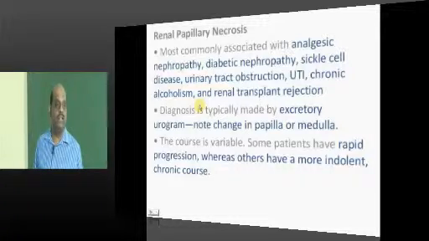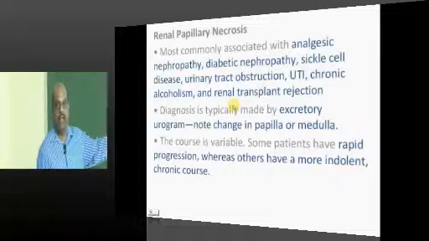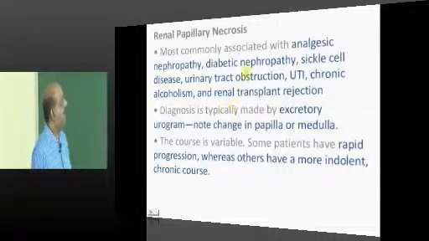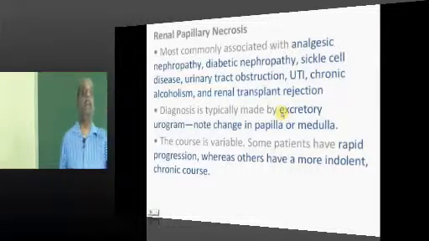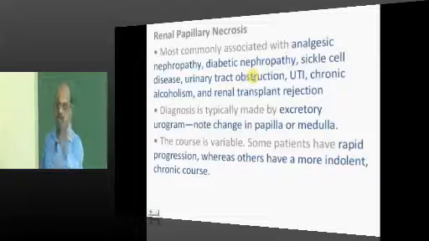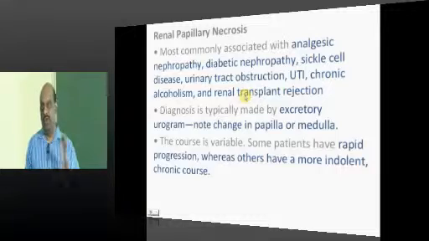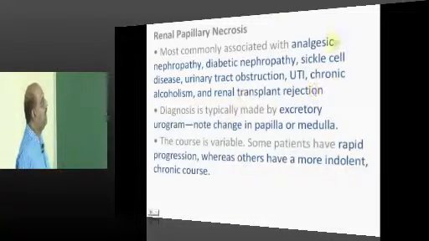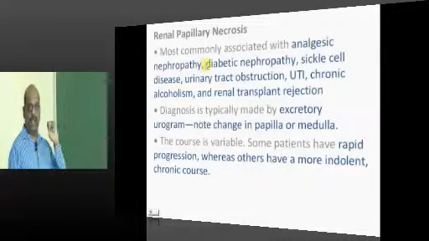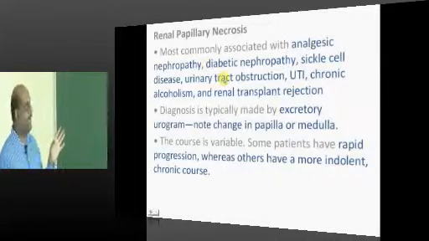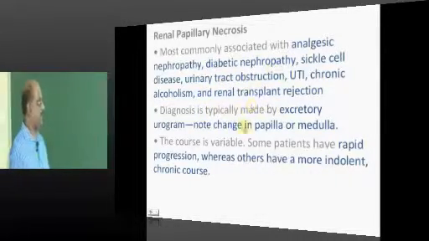None of them have relation with anyone. Of course, these two have a relation. Diabetic nephropathy can land you in the renal transplant, but these all entities are known causes of renal papillary necrosis. One of the favorite short answer questions in the exam: causes of renal papillary necrosis. You must be 100% sure to whistle it out like a parrot. Analgesic nephropathy, diabetic nephropathy, sickle cell disease, UTI, urinary tract obstruction, chronic alcoholism, and renal transplant recipients.